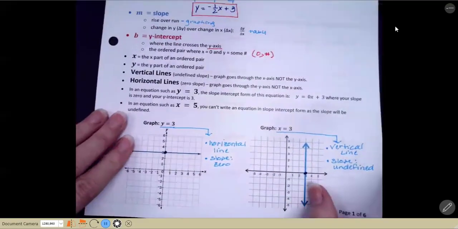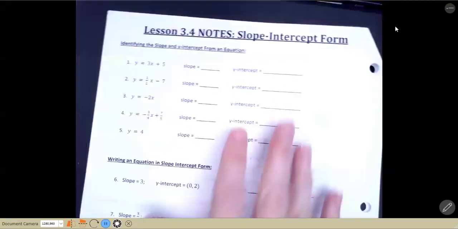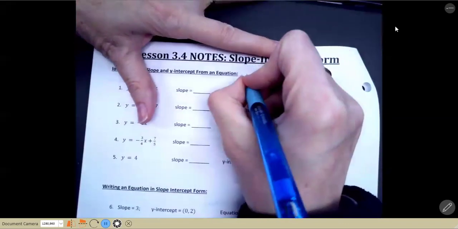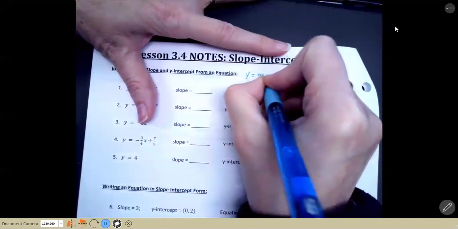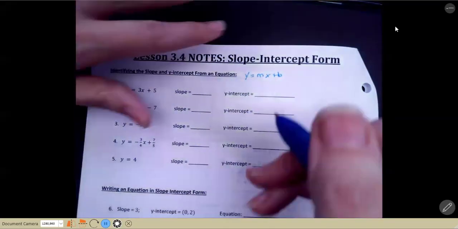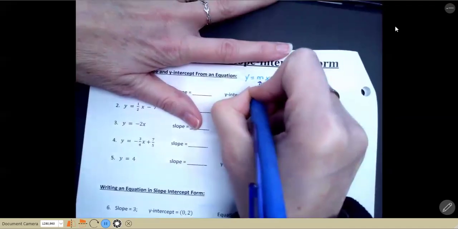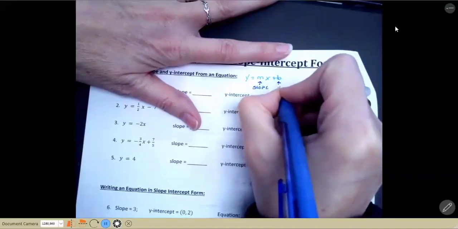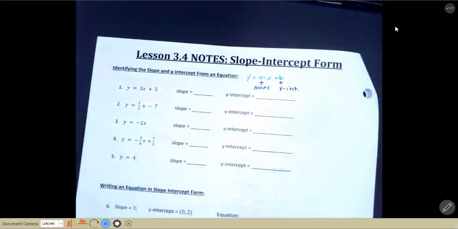Okay, let's go to page 2. This is where we're going to start practicing. So on page 2, we're just identifying what is the slope and what is the y-intercept in the slope-intercept equation. So if I were to write the blank equation up here, y equals mx plus b, okay? The number where the x is the slope. The number where the b is your y-intercept, okay?